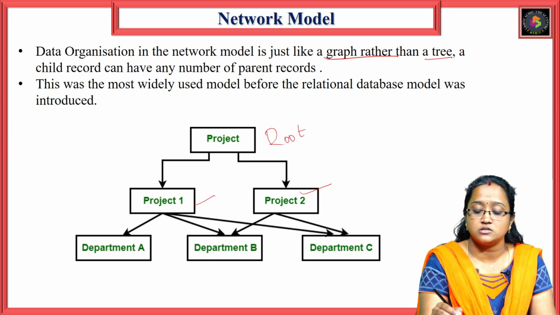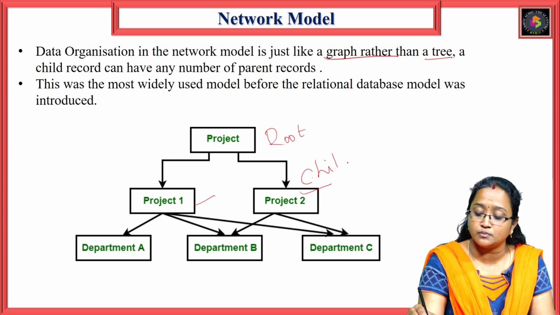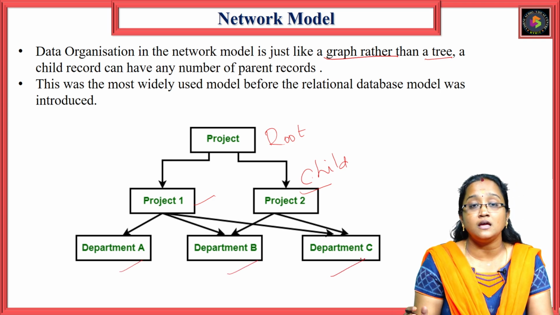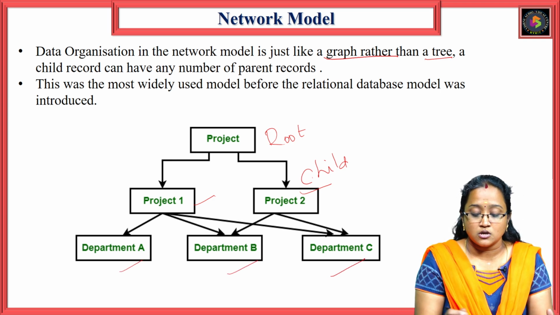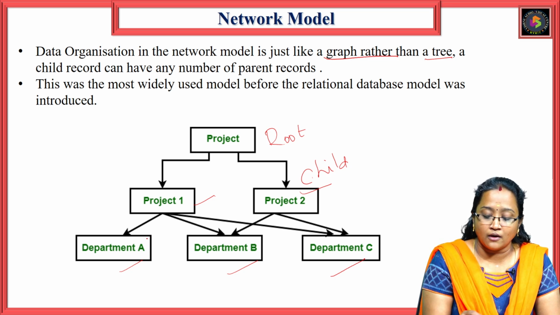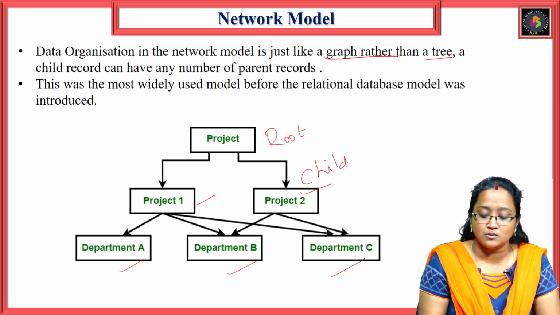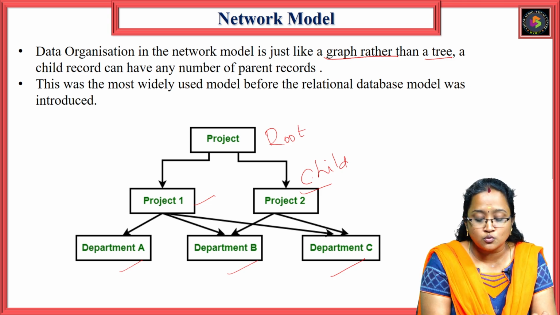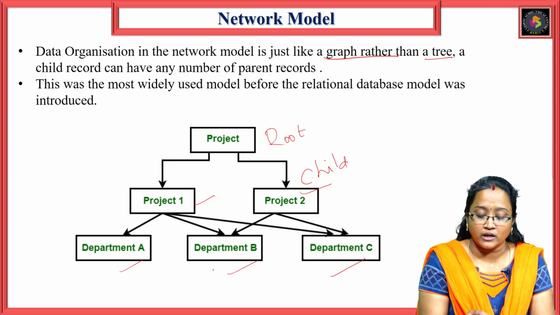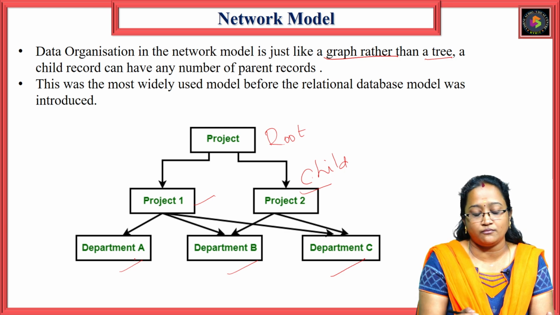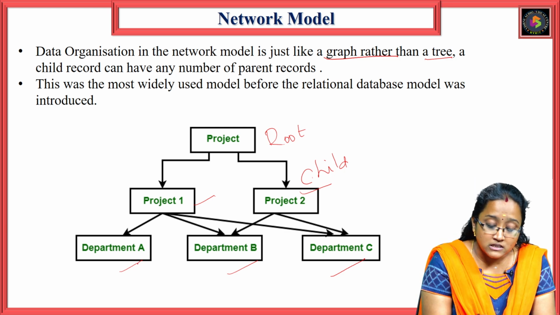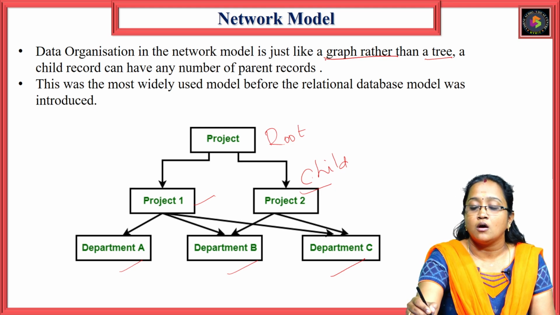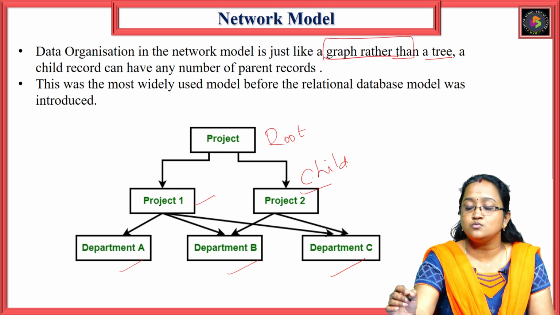So project 1 and project 2 are children of this project. Department A, department B, and department C are the children of this particular project. These departments will have 2 projects. For any child, for example, we can have 2 or more parents. That is the use of graph.